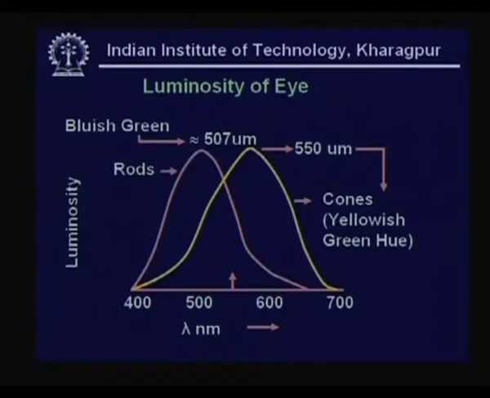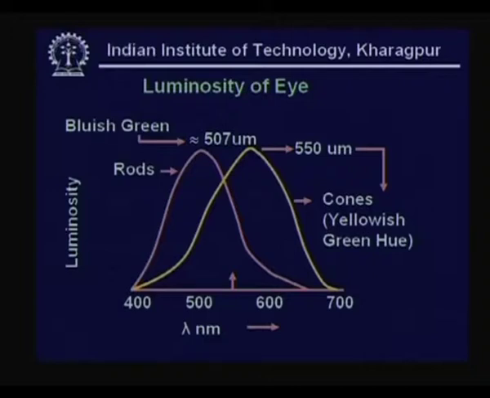Rod vision is when you are trying to see distant objects, or in dim light, when the pupil is very wide open. That is when you have bluish green light, the zone where you have the maximum luminosity. As against this, it is around 507 nanometers. On the other hand, the cone cells have a maxima around 550 nanometers.